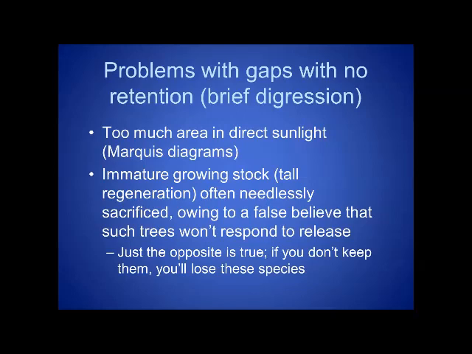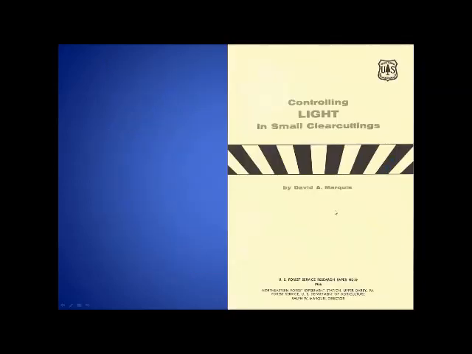And then often you see immature growing stock, these 2-rotation trees, just being needlessly sacrificed owing to some false belief that we need to put everything back to the ground and that they won't respond to release or they'll become wolf trees. In some cases that's true. Some cases it's not. You have to be discriminating about this. In fact, just the opposite is true. If you don't keep those trees, you're going to lose them, as we saw earlier. Now we can go back here.